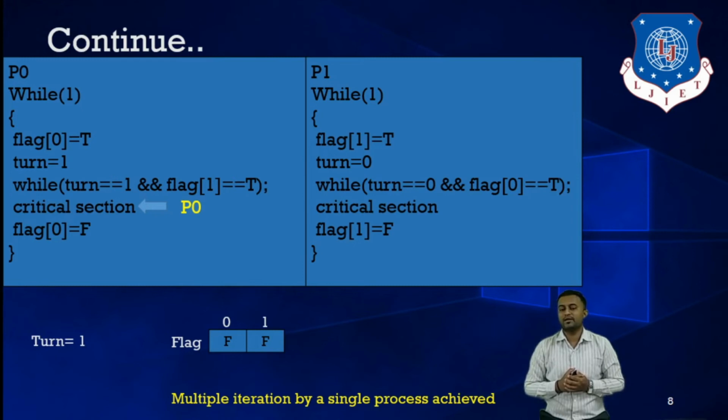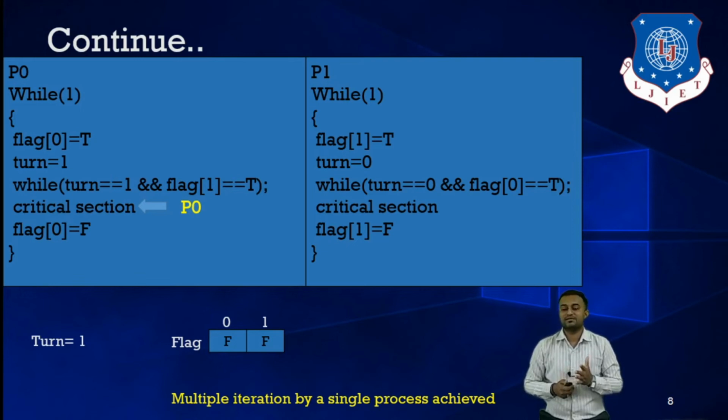Then the turn variable is set to 1. Yes or no? Okay, so while turn is equal to 1, the condition is true. Flag of 1 is true in this case, but we have flag of 1 equal to false. So these two values do not match, meaning the condition is false. One is true and the second one is false, so definitely the outcome is false and we come out from the loop. So P0 can again enter into the critical section if it wants to.